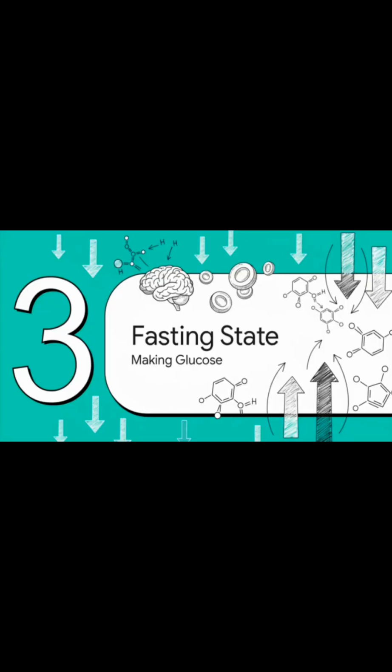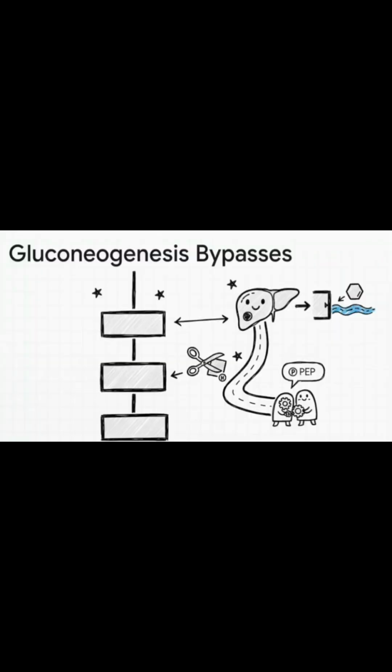Okay, now let's flip the script. Hours have passed since your last meal, your blood glucose is starting to dip, and now glucagon is the one calling the shots. The mission has changed. We need to make our own glucose from scratch to keep the brain and red blood cells happy. So remember how we said some steps in glycolysis are one-way streets? Well, that means we can't just throw the whole process in reverse. We need a few special workarounds.